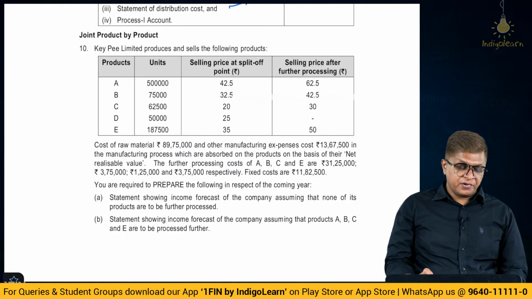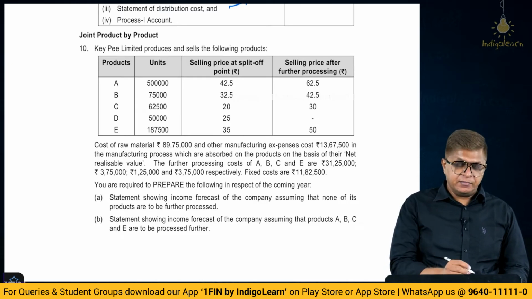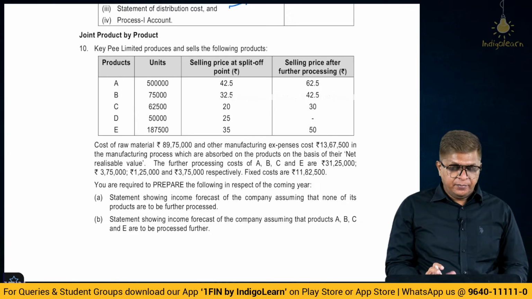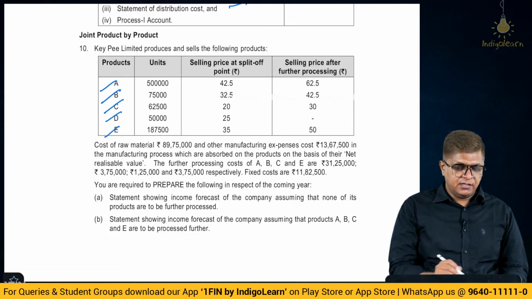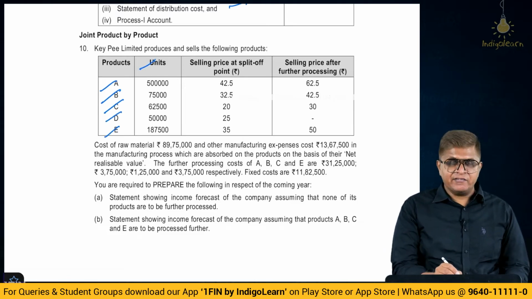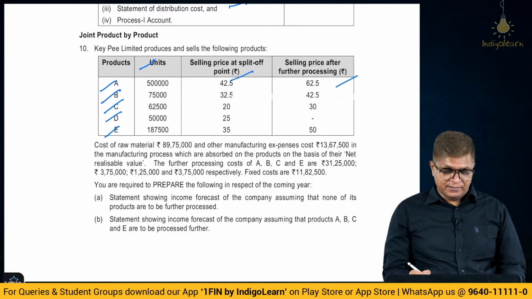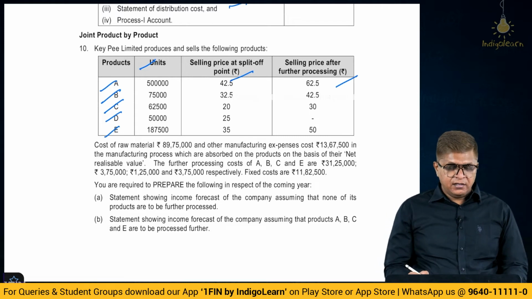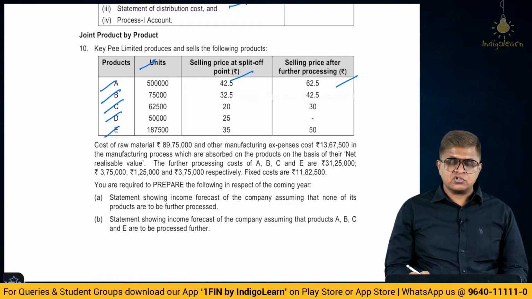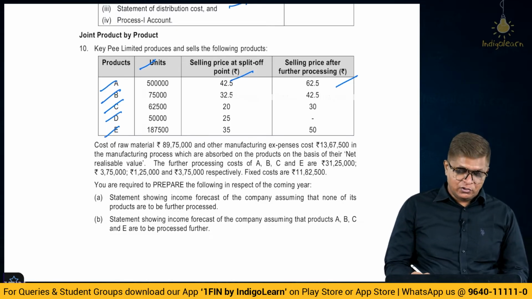Now, the next question is from the topic of joint product, byproduct. Question number 10. KP Limited produces and sells the following products. So, they have given us 5 products A, B, C, D and E. They have given us the number of units. They have indicated the selling price at the split off point and the selling price after further processing. Cost of raw material rupees 89,75,000 and other manufacturing expenses cost rupees 13,67,500 in the manufacturing process, which are absorbed on the products on the basis of their net realizable value.